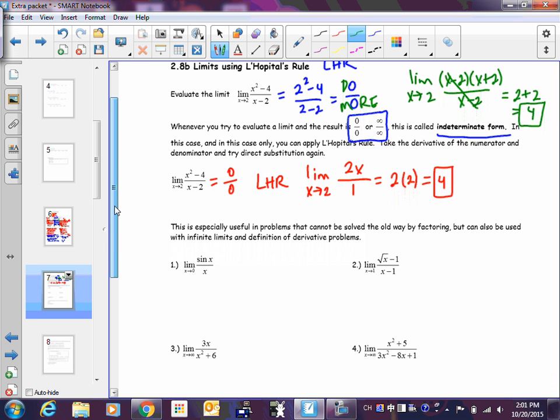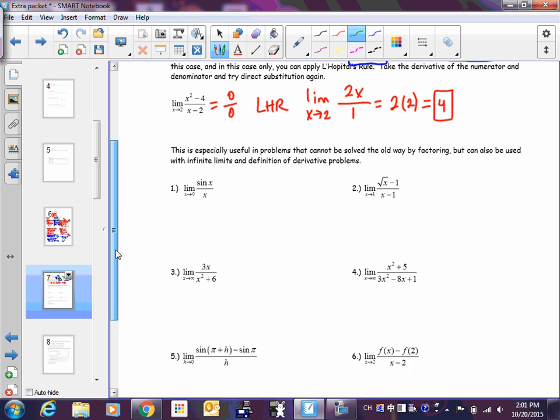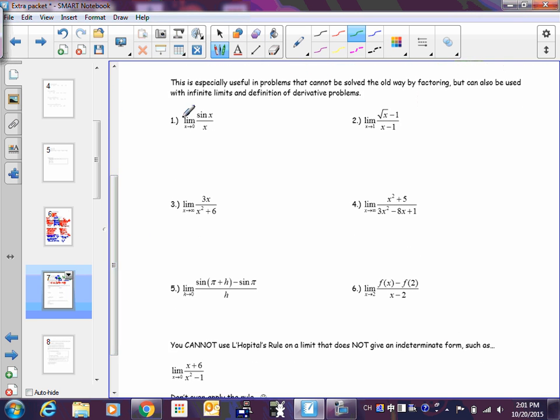Let me show you a problem that we could not have done before today. Okay, example 1. You plug in 0 for x, you get sine of 0 over 0. Sine of 0 is 0. There's no way we can factor sine x over x. This is something that some teachers have their students memorize. I don't really worry too much about it because I know that it's going to get covered here when we do L'Hopital's rule.